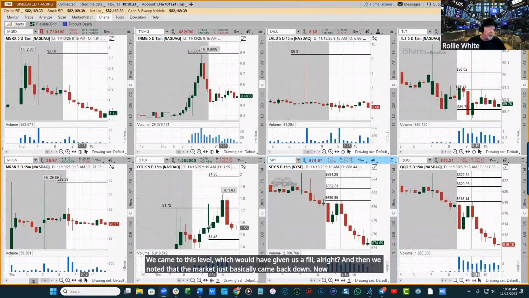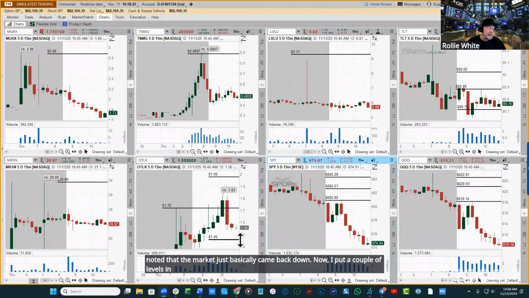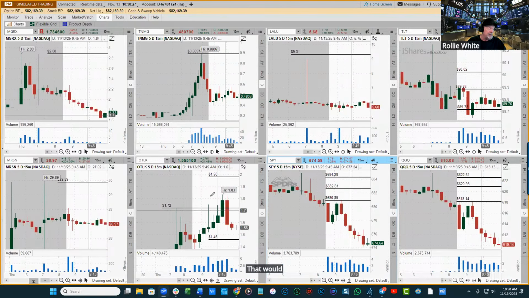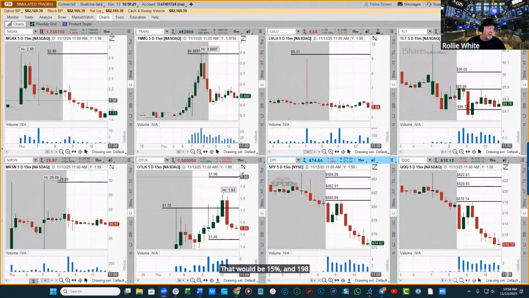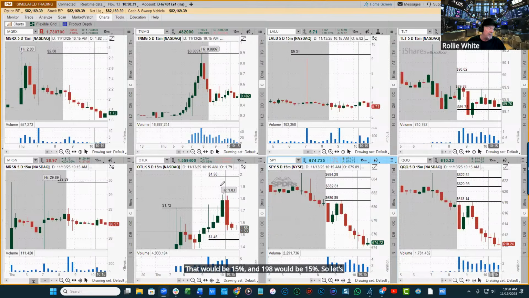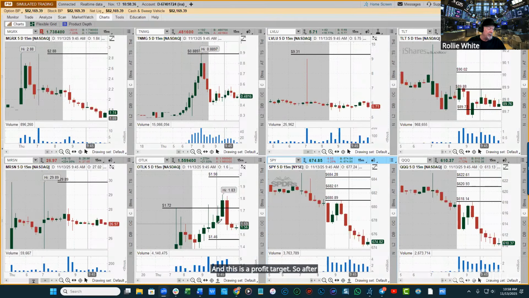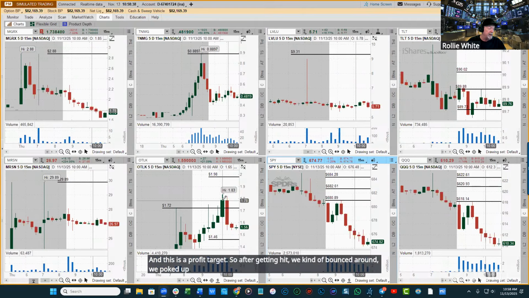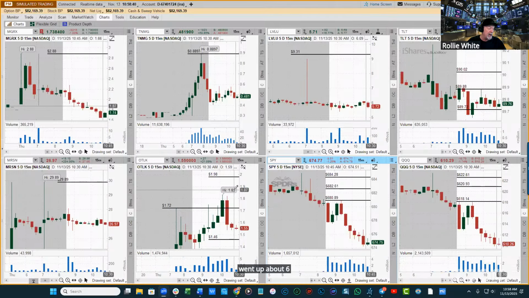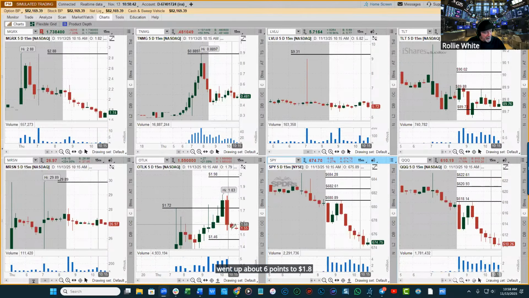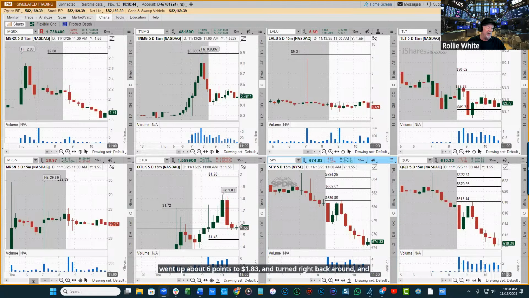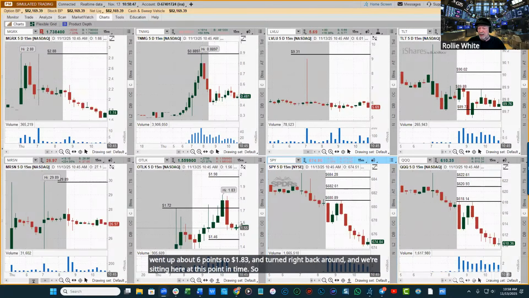Now, I put a couple of levels in here. 1.46, that would be 15%, and 1.98 would be 15%. So let's assume this is a stop loss and this is a profit target. So after getting hit, we kind of bounced around. We poked up through again, went up about 6 points to $1.83 and turned right back around. And we're sitting here at this point in time. So this is kind of a tricky trade.